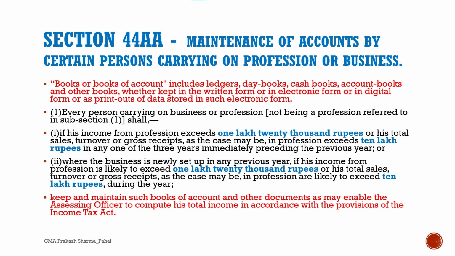The different sections prescribed in the scheme of presumptive taxation are explained as we will begin with section 44A, which relates to maintenance of accounts by certain persons carrying on profession or business. What is books or books of account? That includes ledgers, day books, cash books, account books, and other books, whether kept in the written form or in electronic form or in digital form, or as printouts of data stored in such electronic form.